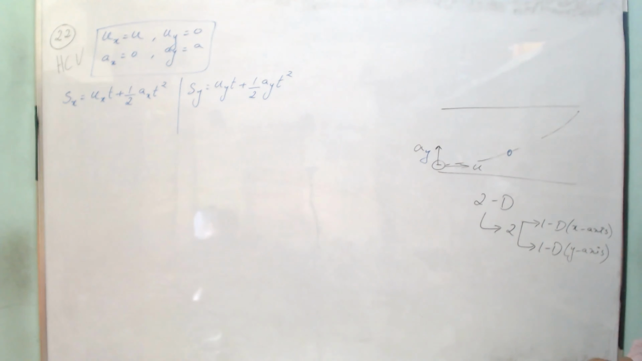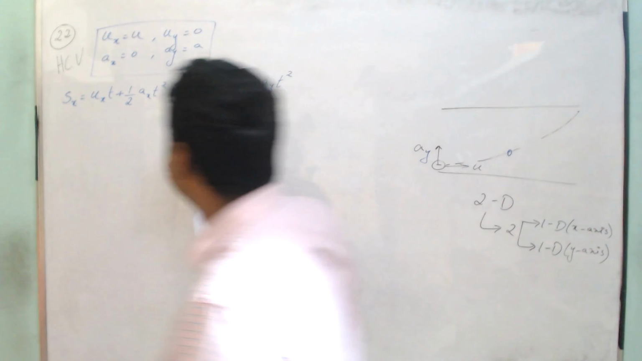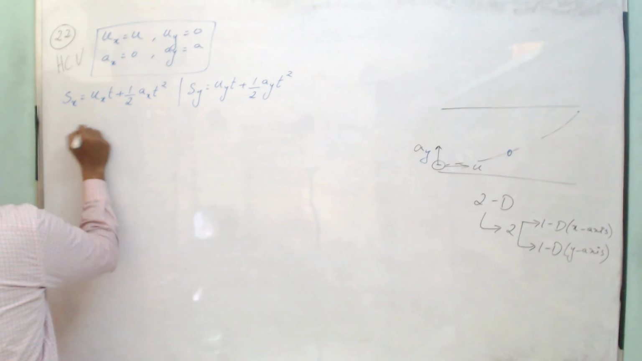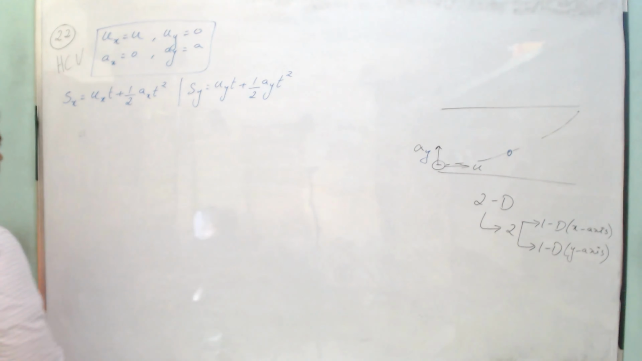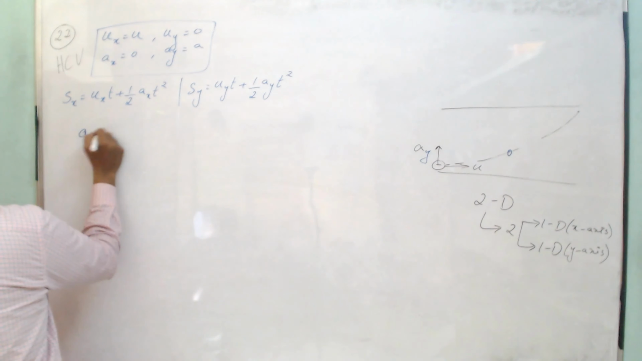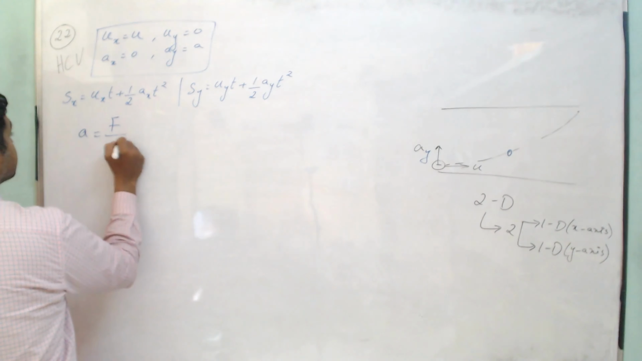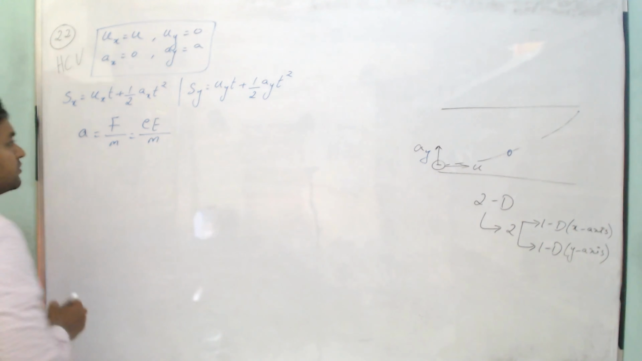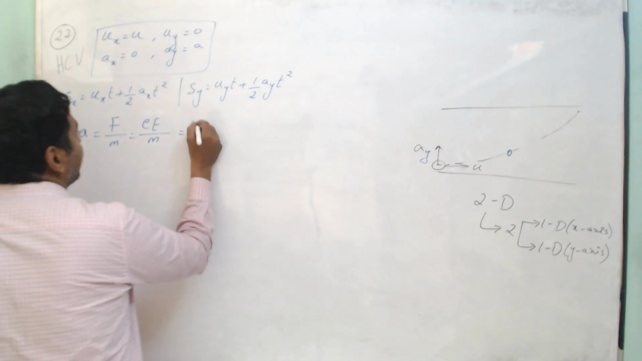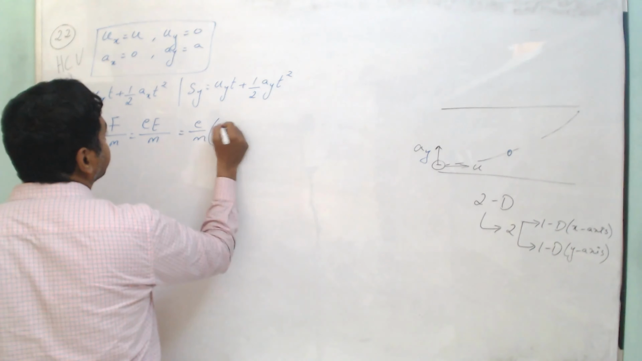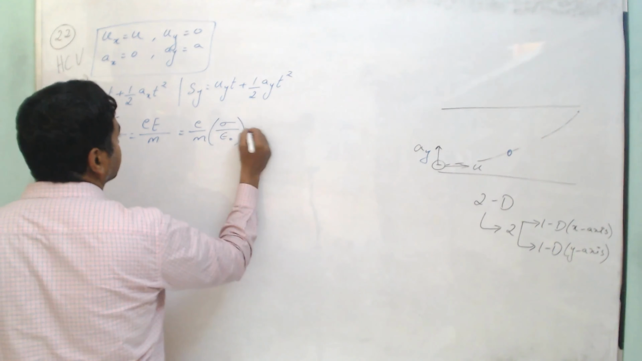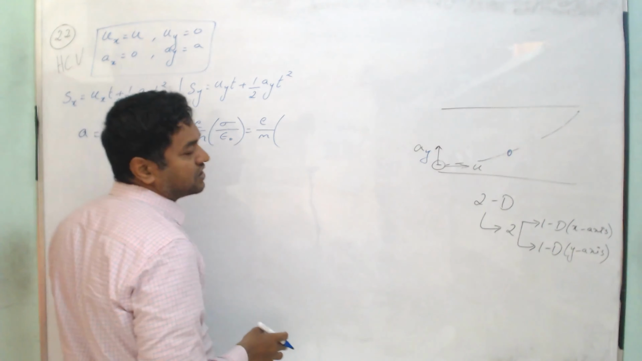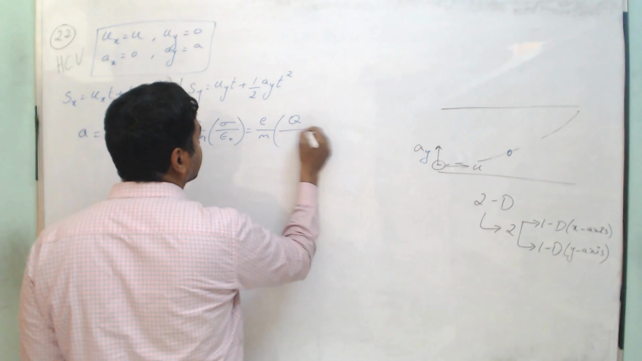Now moving ahead, what is acceleration? This acceleration is due to the electric field. Therefore, my acceleration is equal to force divided by mass. Force is nothing but charge into electric field, divided by mass. Now, e by m, what is the electric field between the plates? Sigma by epsilon naught. e by m into sigma, where sigma is charge divided by area.